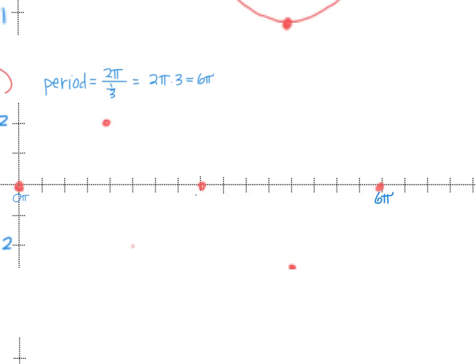3 pi. And then what about the one between 0 pi and 3 pi? What's exactly in between there? Well, it's 1.5. You're right, the decimal is, but what would be better? 3/2. Yeah, definitely fractions are better. So that's 3/2 pi.